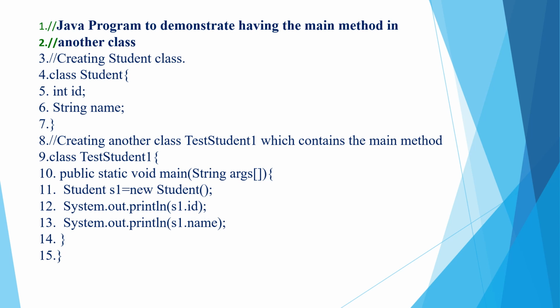Student s1. So we are creating the object s1 with the help of the new keyword, and with the help of the print statement we are printing the ID and the name. So s1.id, s1.name. This Java program demonstrates where we are having the main method in another class. So we are having two classes where the main method is in the second class.